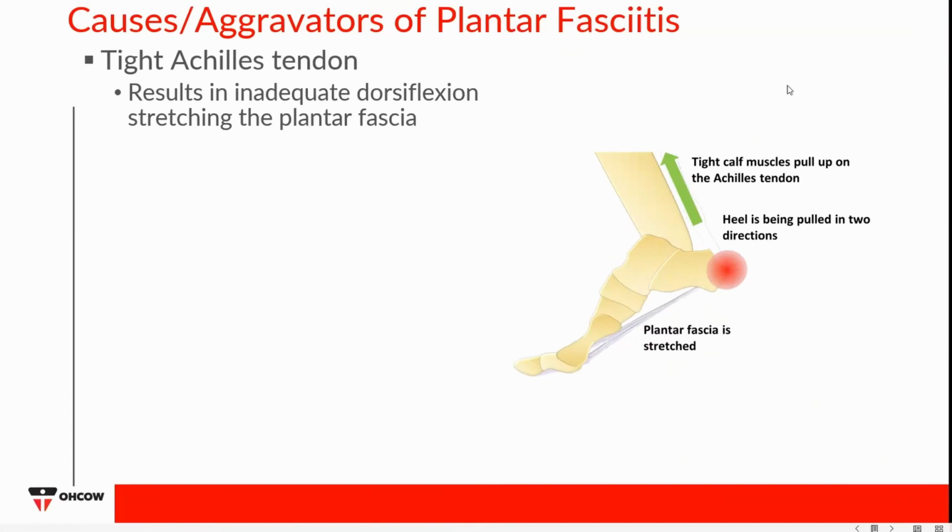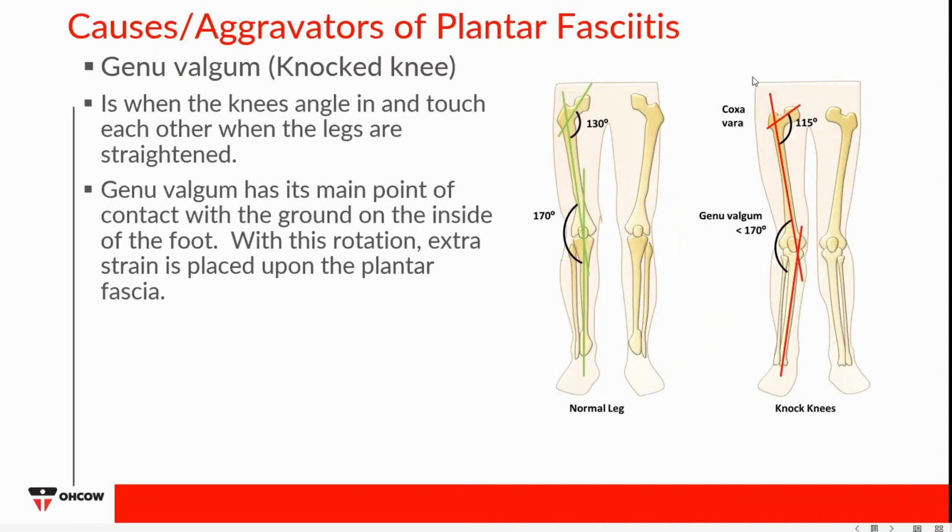causing the problem. The next one will be what we call genu valgum. Those are knock knees. So if you are standing straight and you watch yourself in a mirror, or someone's looking at you, you'll find that both your knees start to touch. They come inside and they touch. And what this does is that the inside of your foot rotates, and there's more pressure on the inside of your foot, and this causes a strain on the plantar fascia.